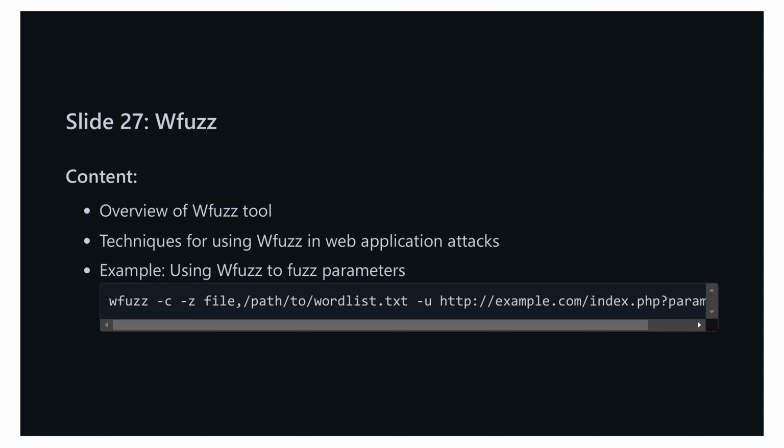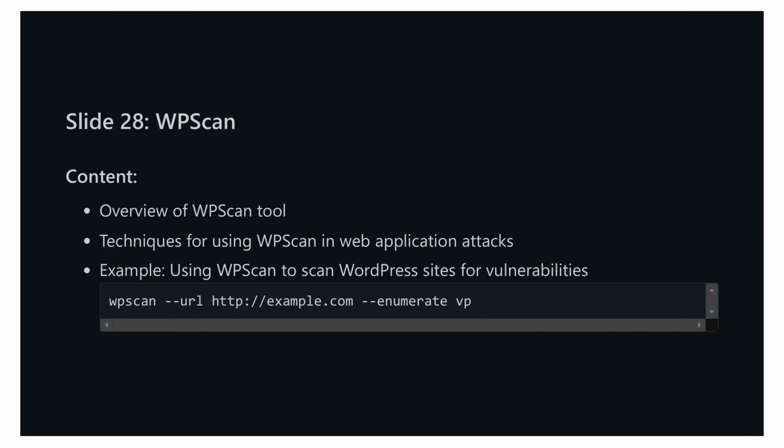Up next, we'll cover WPScan, a specific tool designed for scanning WordPress sites. Now that we've covered Wfuzz and how it can be used to fuzz parameters in web applications, let's move on to another essential tool for web application attacks, WPScan. Slide 28 focuses on WPScan. WPScan is a specialized tool used primarily for scanning WordPress sites to uncover potential vulnerabilities. It's particularly valuable because WordPress is one of the most widely used content management systems on the internet, making it a frequent target for attackers.